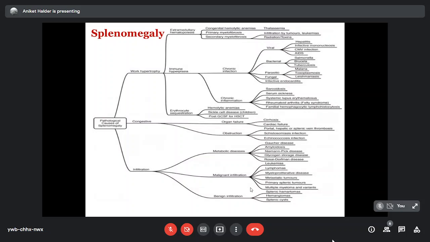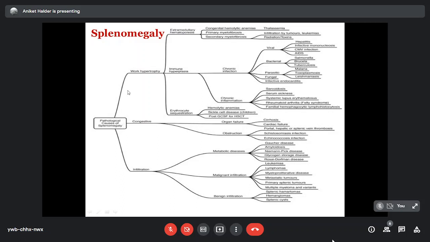we can classify splenomegaly depending on the different mechanism. So the first mechanism is the congestive cause, in which due to different organ failure like cirrhosis, where there can be portal hypertension and congestion of the spleen, or a right heart failure, which will cause splenomegaly. There can be obstruction due to portal, hepatic, or splenic vein thrombosis, obstruction due to schistosomiasis, because schistosomiasis may cause portal vein thrombosis and obstruct the portal vein, and can cause splenomegaly.